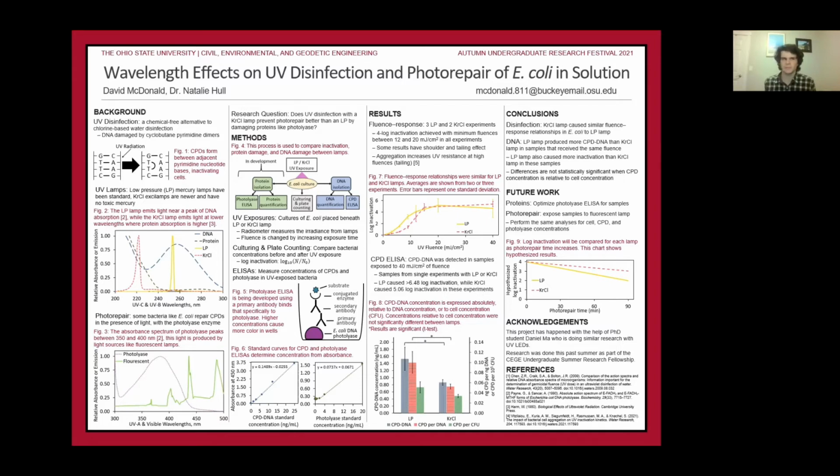Results from each lamp had shouldering at low fluences and a tailing effect at high fluences. Tailing may be caused by cell aggregation that increases the bacteria's UV resistance at a high fluence.